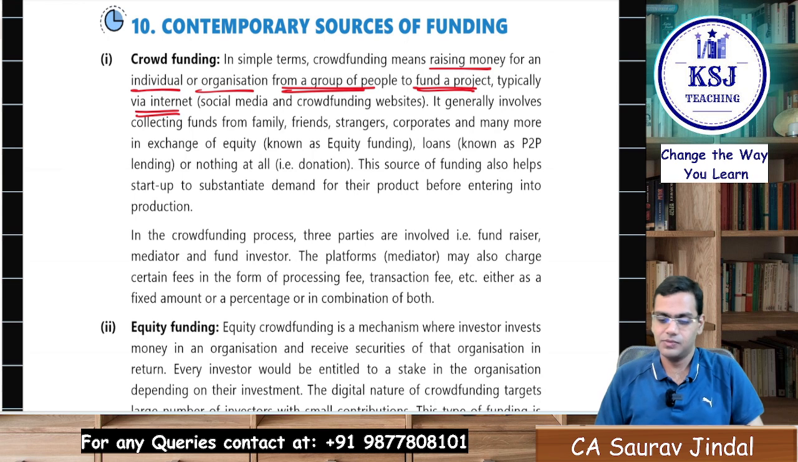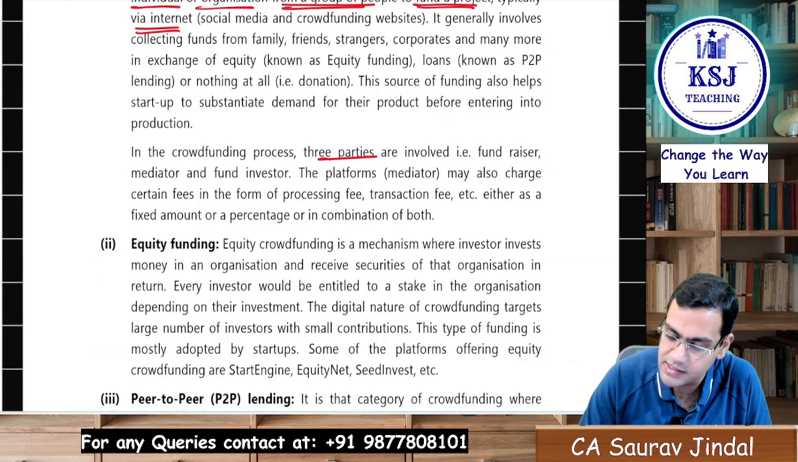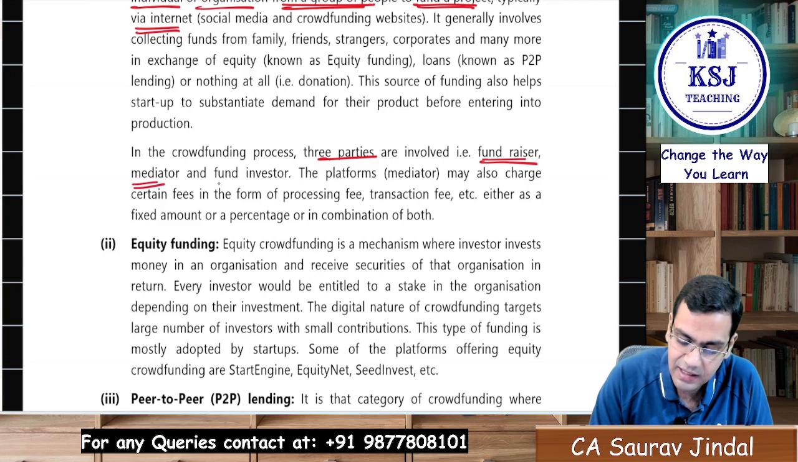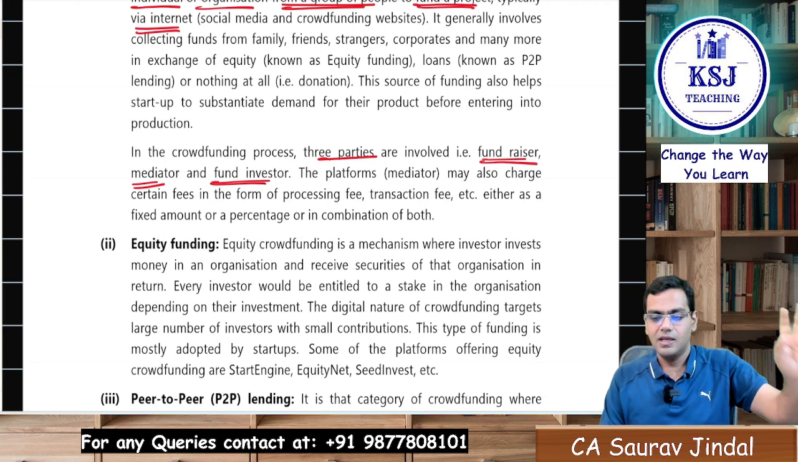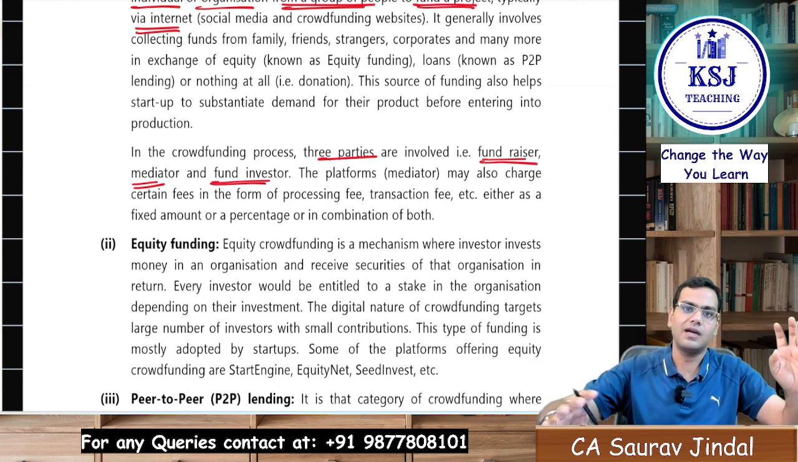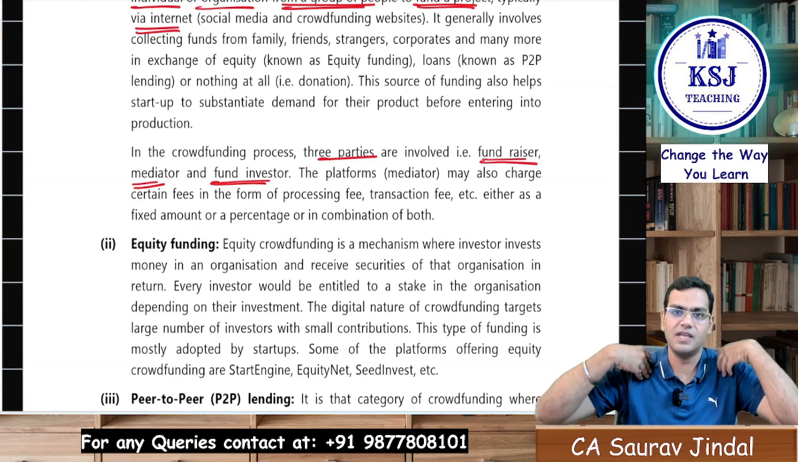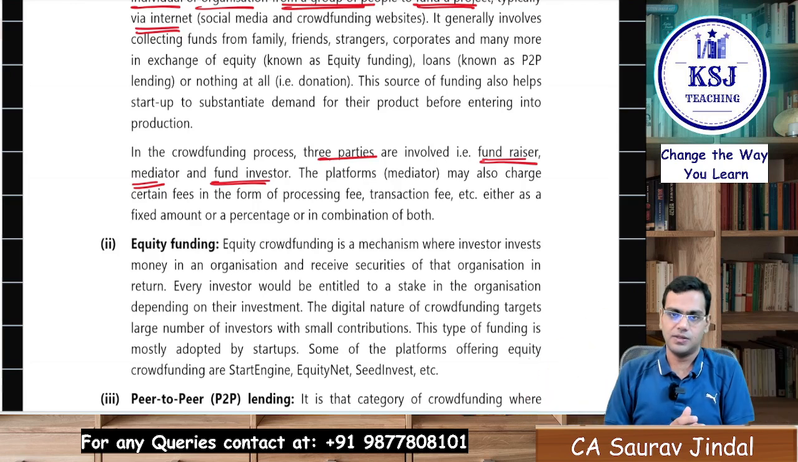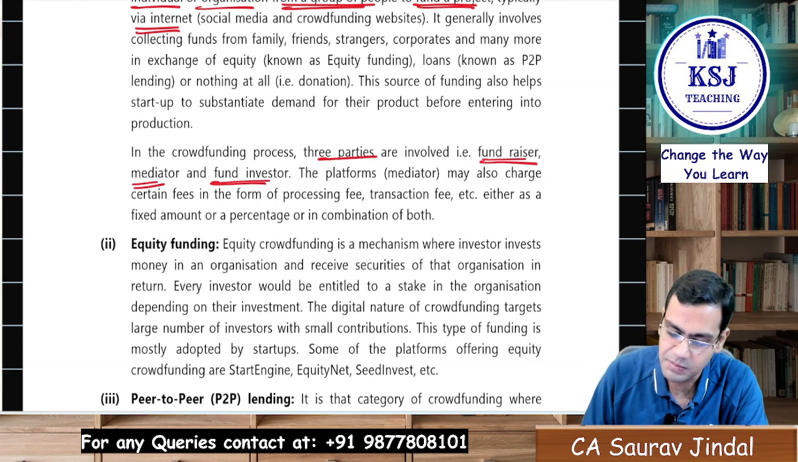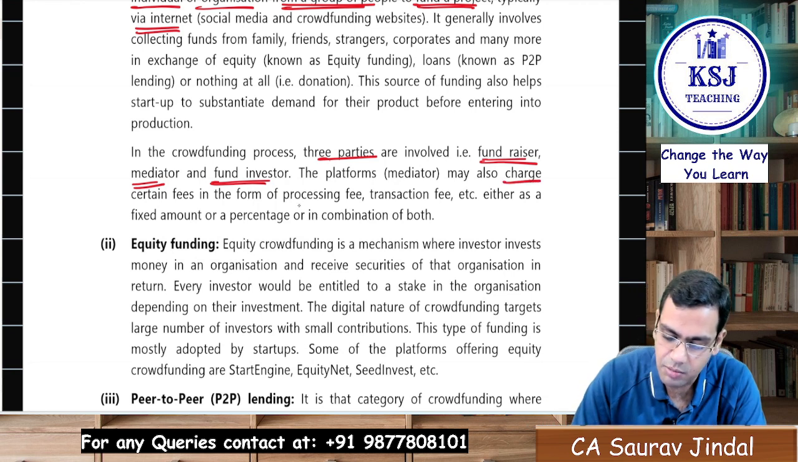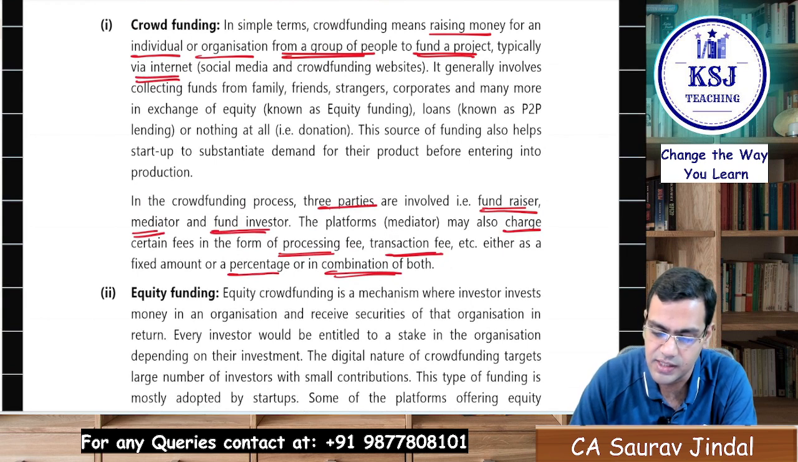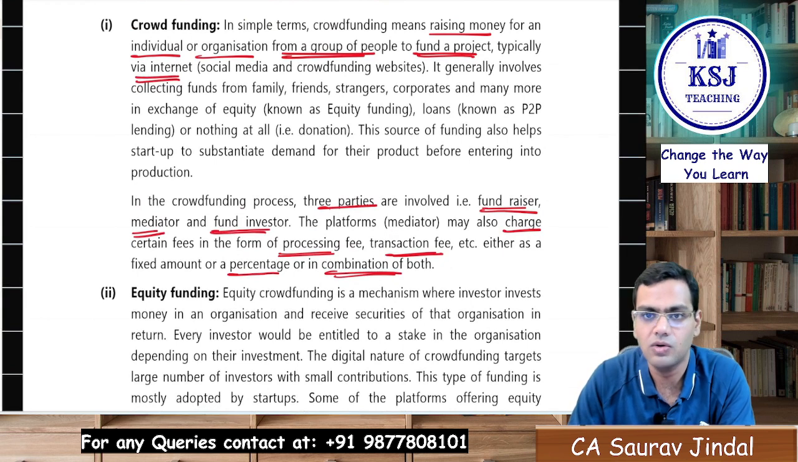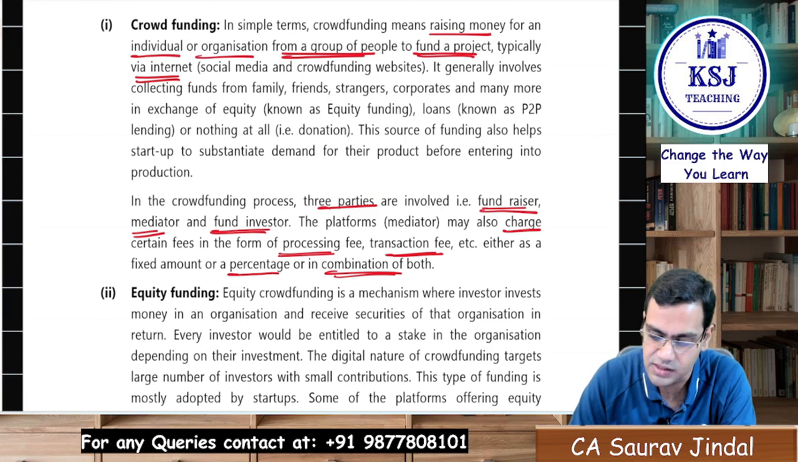In simple terms, three parties are involved in this: the fundraiser, the mediator, and the fund investor, right? There is a person, a patient who needs money. That is the fundraiser. The mediator is Impact Guru, who is going to raise the funds, and the fund investor is if I invest in that. I am the fund investor, right? And the platforms may also charge a certain fee in the form of processing fee or transaction fee, either as a fixed amount or percentage or a combination of both. Normally this is through social media and the internet, and the platform, Impact Guru, will charge certain kinds of fees. That is for sure, right?